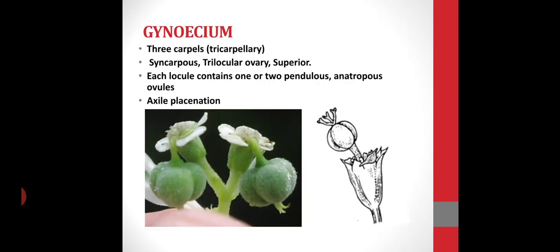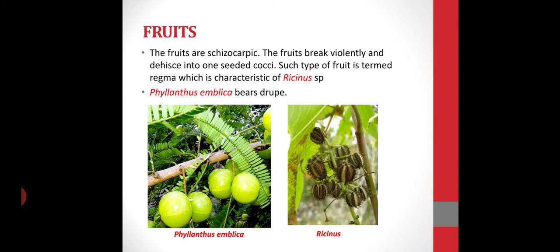And coming to gynoecium, here we can see this prominent gynoecium, and it is represented by a single ovary and three carpels, tricarpellary, syncarpous, that is fused, trilocular, that is three chambered, superior ovary. As it is superior, there is no doubt, because the ovary portion is protruding from the cyathium itself. So each locule consists of one or two pendulous anatropous ovules. The placentation of this ovary is axile placentation.